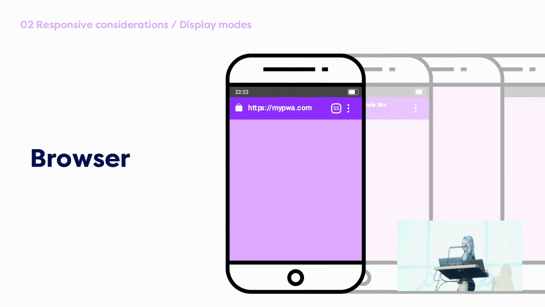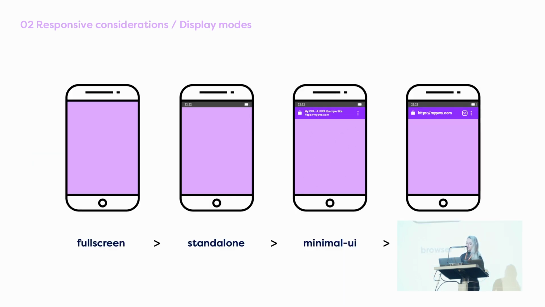And then the browser display mode, this is the default for PWAs if you don't set any of the other ones. It retains the entire browser experience with all your browser UI, and your web app will not be installable. And so if a particular display mode isn't supported by a platform, it will fall back to the next supported display mode.